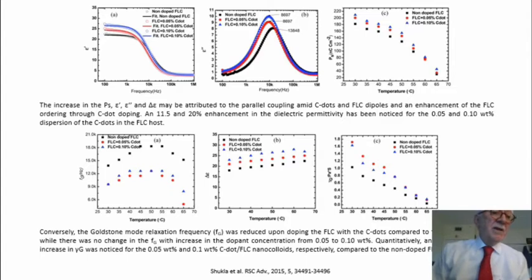For the absorption spectrum, again, we see this increase when we use 0.1%, about 23% increase of this value of epsilon. Second, and third, if we think about the spontaneous polarization versus the temperature, again, an increase of 10.5 and 15.5% when we introduce the carbon dust. If we look at the Goldstone mode relaxation frequency, we can see that there is a reduction in this value.